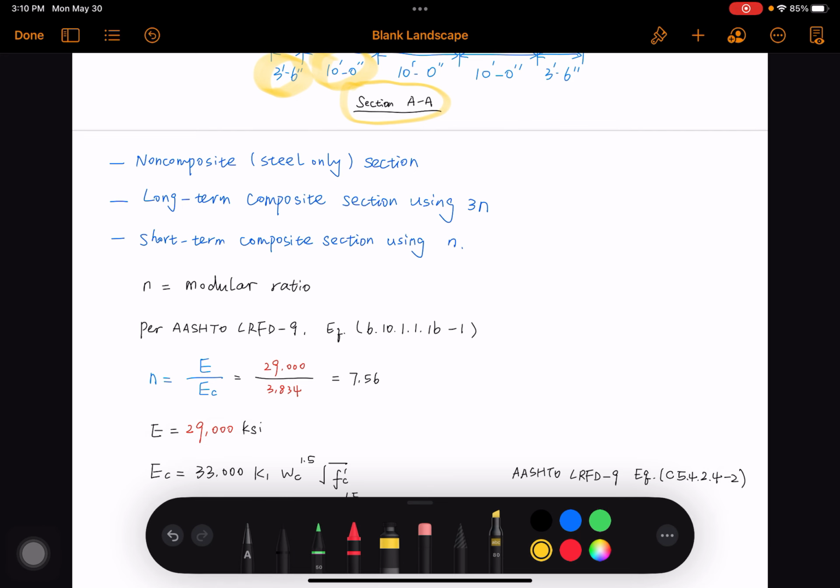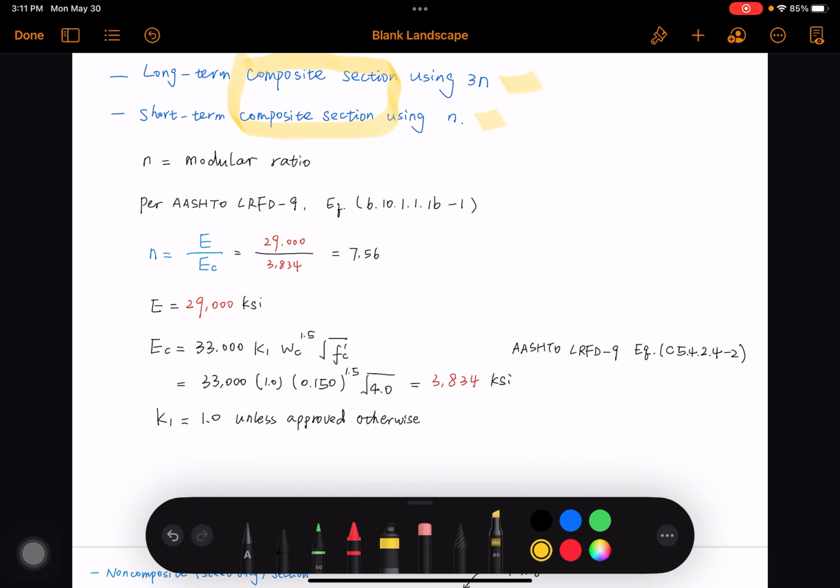We will calculate 3 different section properties. The first one is the non-composite section, which only has the steel girder. The second one is the long-term composite section using 3n, and we will talk about n later. The third one is the short-term composite section using n. When we talk about a composite section, it means the section will consider both the concrete deck and the girder.